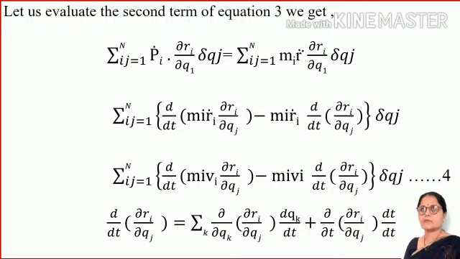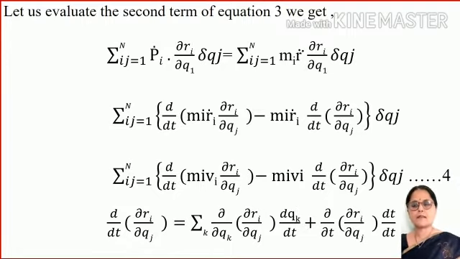Then summation of i, j equal to 1 to n, d/dt of (mi ri dot dri/dqj) minus mi ri dot d/dt of (dri/dqj), into delta qj. But we know that Ri dot is equal to Vi, hence the above equation can be written as summation of i, j equal to 1 to n, d/dt of (mi Vi dri/dqj) minus mi Vi d/dt of (dri/dqj), into delta qj. This is equation 4.